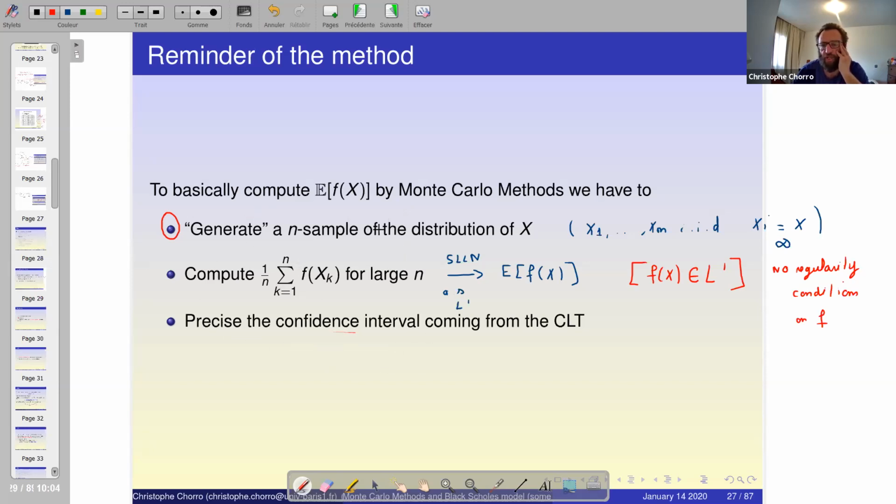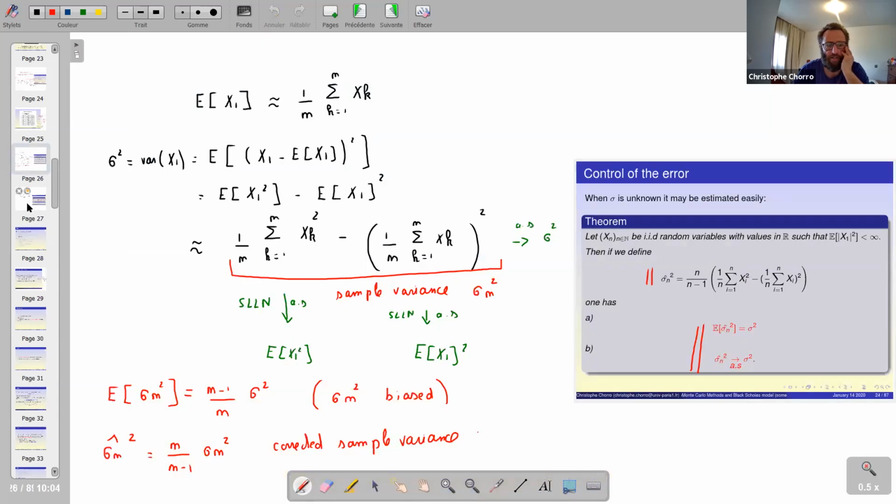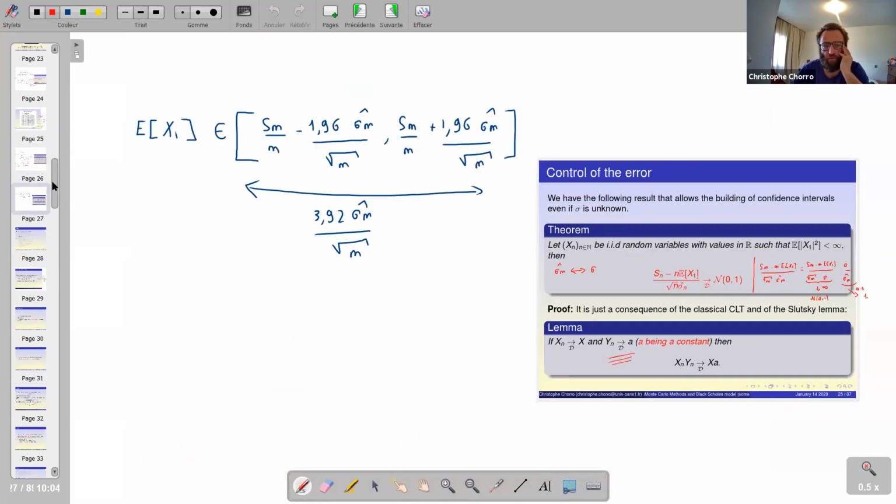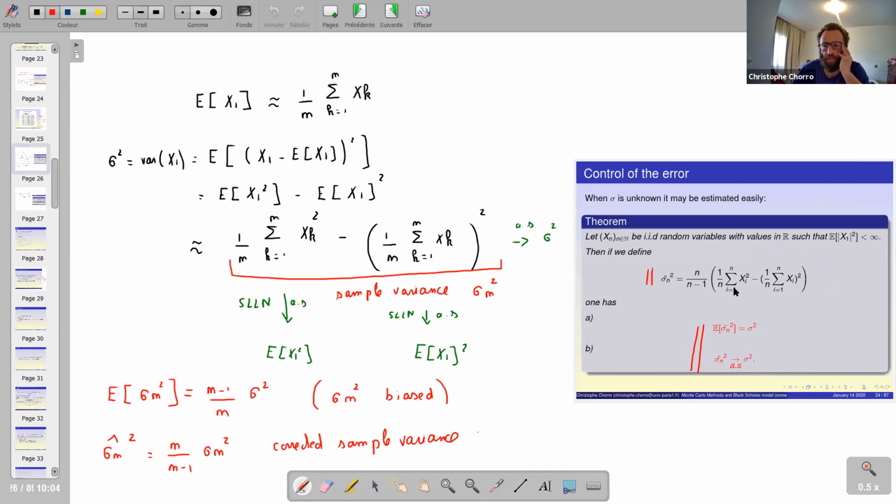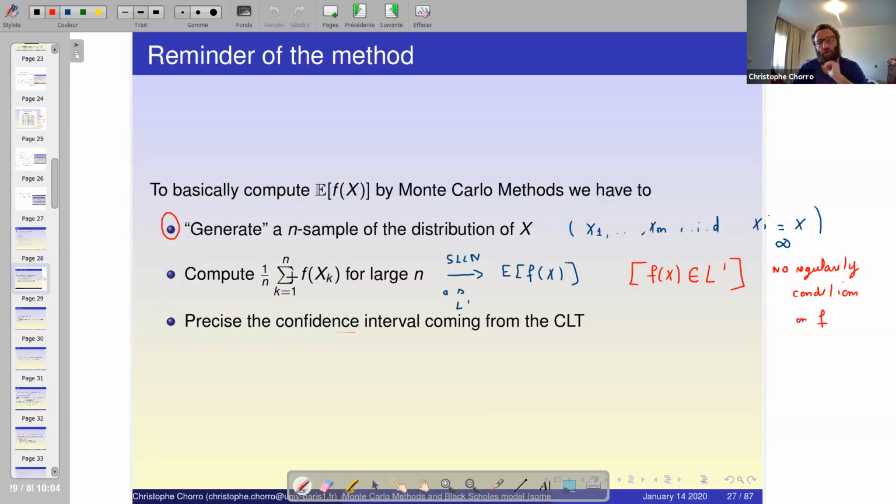And once you have done this job, it's very easy to implement from a computational point of view, because what you have to do is compute this one. So you have to do a little loop in order to do this. And then you have to compute the confidence interval, where you have to compute the corrected sample variance. And it's once again an average. So you can do it by basic loops. So from a computational point of view, to implement the second and the third point is very, very simple.